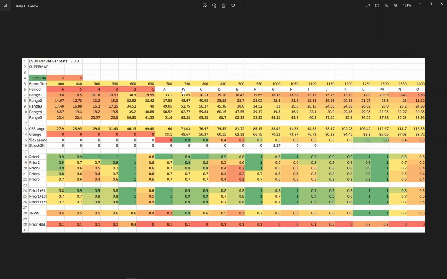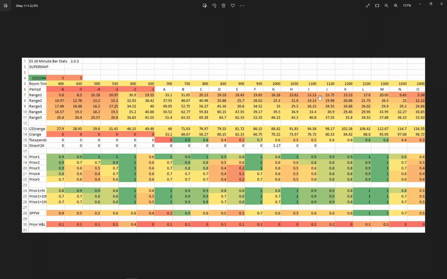B period runs from 10 to 10:30 and prints at 10:30. This says we're expecting 33 points in A, 32 points in B, 20 in C, and you'll see through the day that ranges tend to contract, but then toward the end they expand, and that excites us.